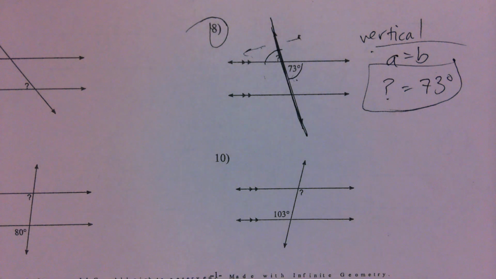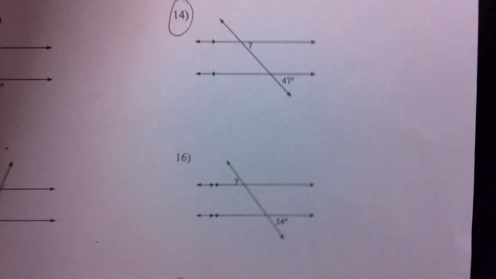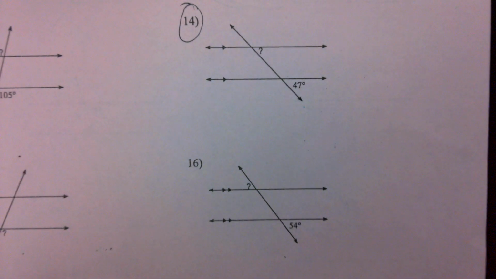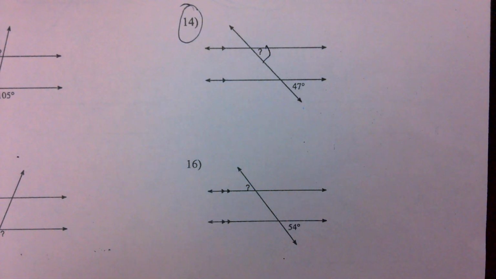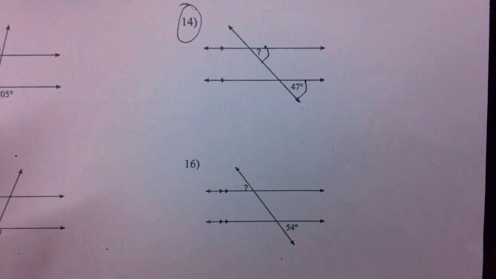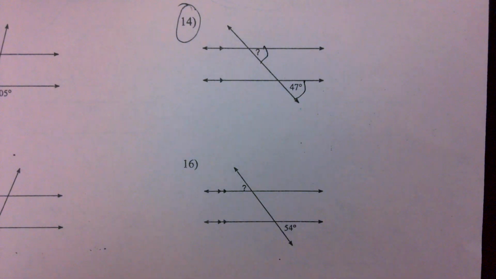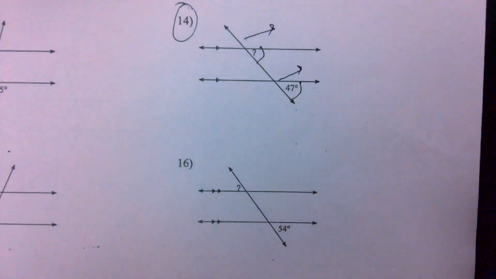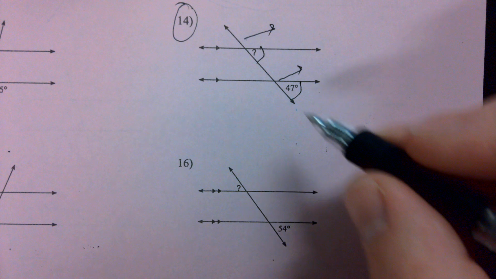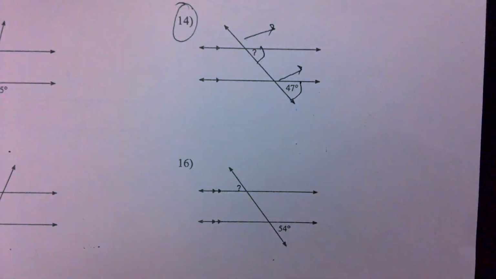Process of elimination is how we get our relationship, and the relationship tells us exactly what to do. Just like in number 14. Are these interior or exterior or both? Both. Question mark is on the in. 47 degrees is on the outside. Now, again, we're between vertical and corresponding. Are they on the same side of the transversal or alternate sides? Same side. They're both to the right.